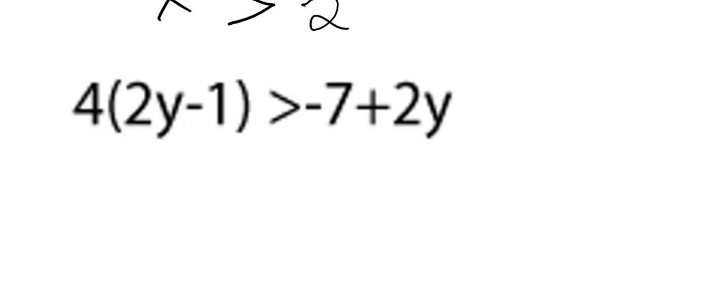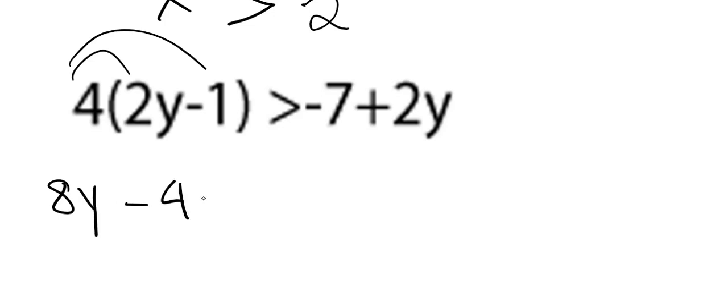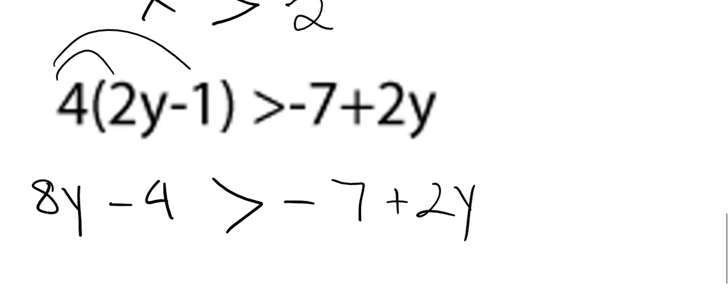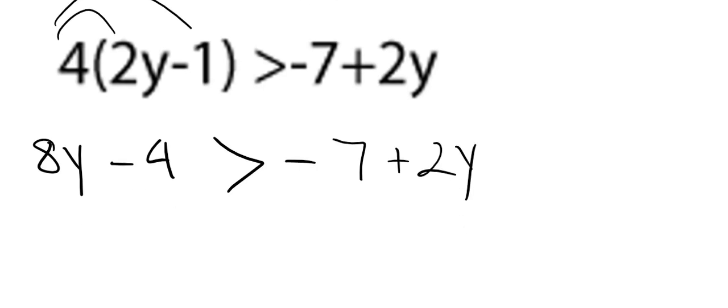Now we have a distribution part in this inequality. So first, let's start with distributing. Let's distribute the 4 to 2y minus 1 to make 8y minus 4. And now we'll just copy the rest of the equation down. Now we'll simply isolate the variable y, minus 2y on both sides.